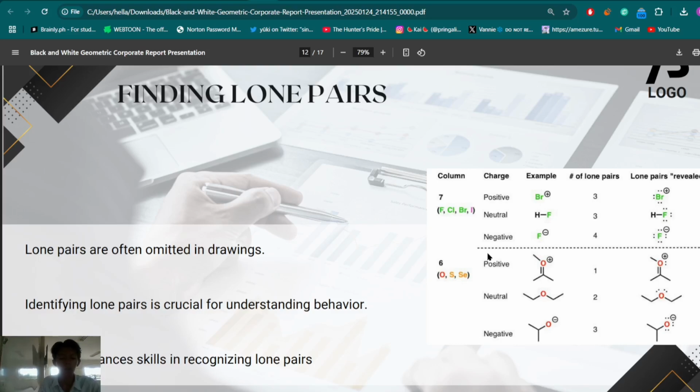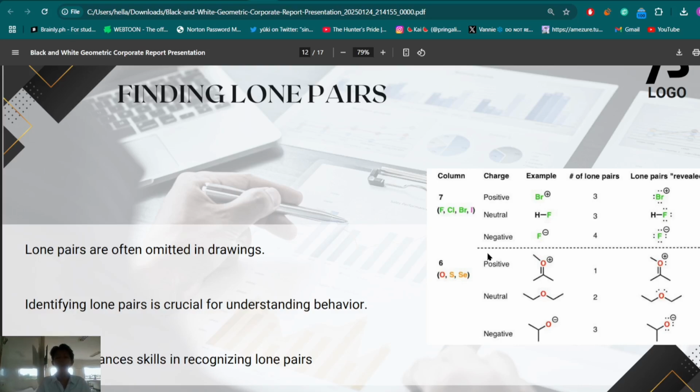Lone pairs are non-bonding electron pairs that belong to an atom and are not involved in bonding. Identifying lone pairs is crucial for determining molecular shape, reactivity, and formal charge.